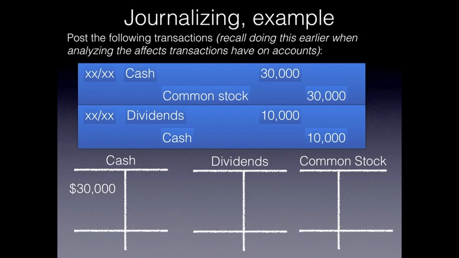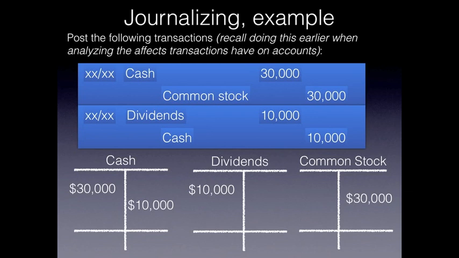If it's a debit in the journal, it's going to be a debit in the ledger, so don't change anything around. So again, the first entry here, we debited cash for $30,000. We credited common stock for $30,000. So I'm just going to move it from the journal to the ledger. $30,000 credit to common stock. The second journal entry, I had a $10,000 debit to dividends. I'm just going to simply move it to the ledger, the T account. And I had a credit to cash of $10,000. I'm going to move it down to that T account.